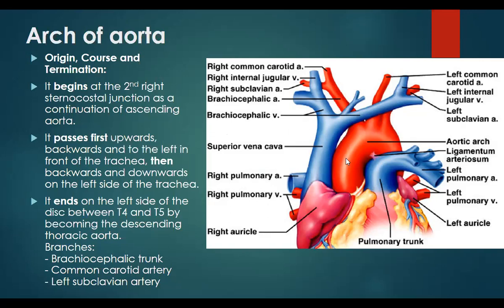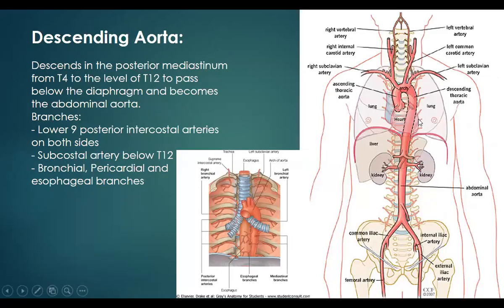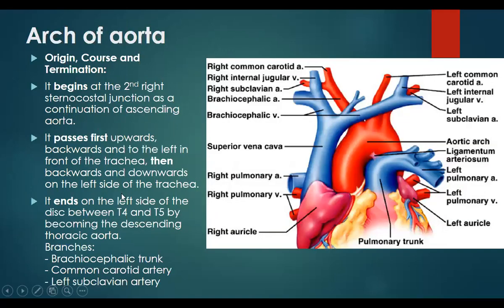So it is present right now on the right. Now it is going towards the left as well as towards the back side. So it is going upwards, backwards, and to the left in front of the trachea. If you see here, in the next pictures I will show you, there is a trachea here. This is the trachea, and this is the arch of the aorta. It is going not only upwards but also backwards and towards the left of this trachea. Okay, so it passes first upwards, backwards, and to the left in front of the trachea.